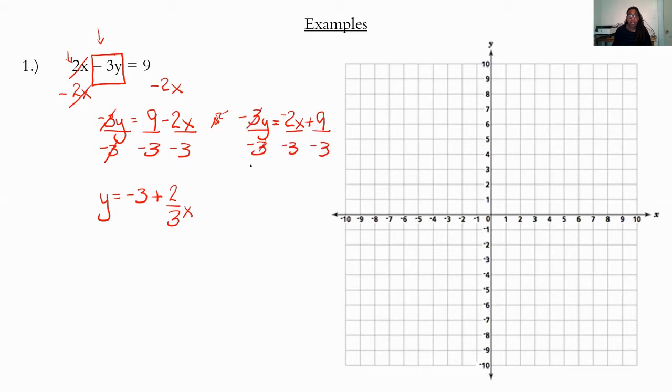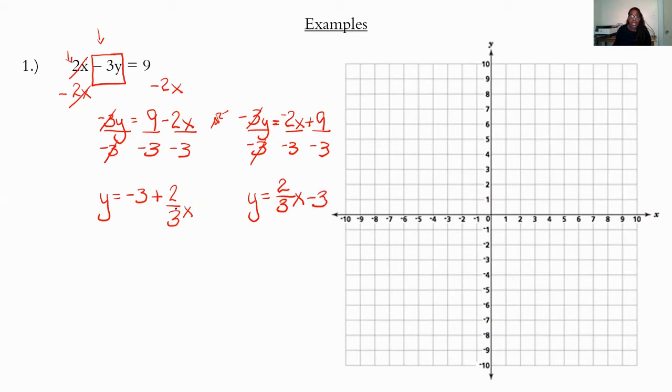So -3 divided by -3, that still gives me my 1y. Negative divided by negative gives me a positive, and I'm going to leave this as 2/3 x. Only with the slope you want to leave as a fraction, because think about it. Slope is rise over run, right? So why not leave it as a fraction? Why change it to a decimal, okay? Then we have a positive divided by a negative. That gives me a negative. And 9 divided by 3 gives me 3.